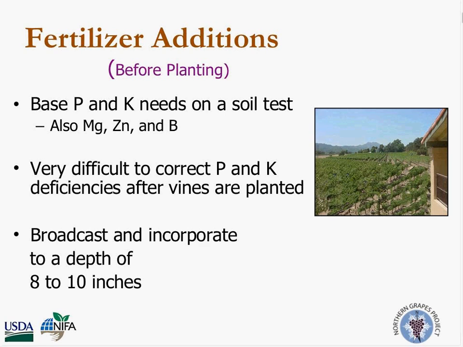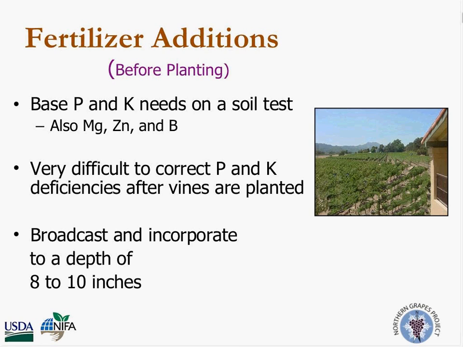Okay, other fertilizer additions before planting. Again, base your phosphorus and potassium needs on a soil test. You can also base magnesium, zinc, and boron on it. However, those can be applied either fully early or afterwards, but phosphorus and potassium need to be taken care of before planting. It's very difficult to correct them afterward because they're not very mobile in the soil. Again, broadcast and incorporate to a depth of about 8 to 10 inches.